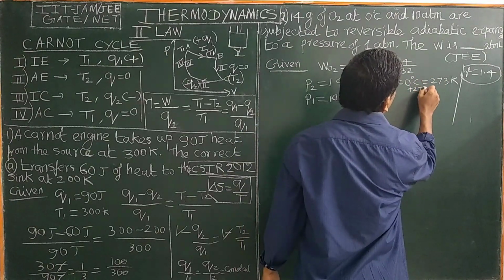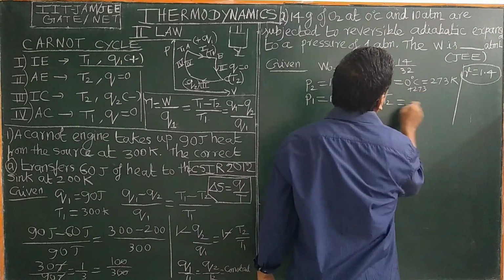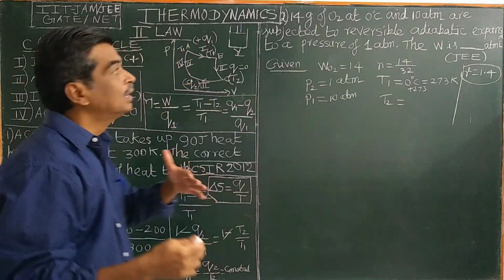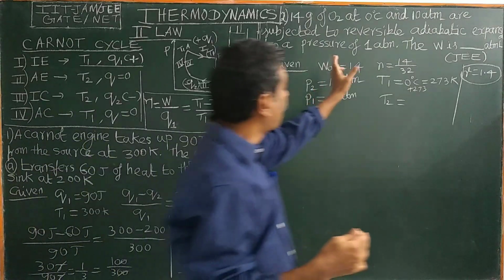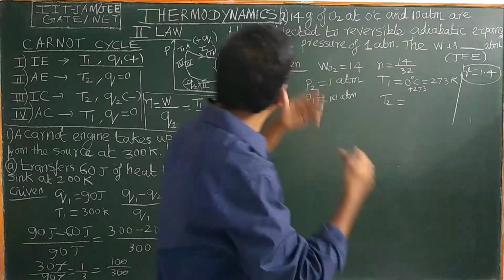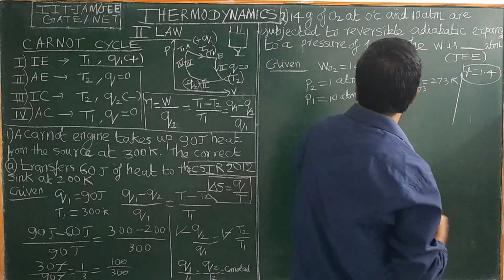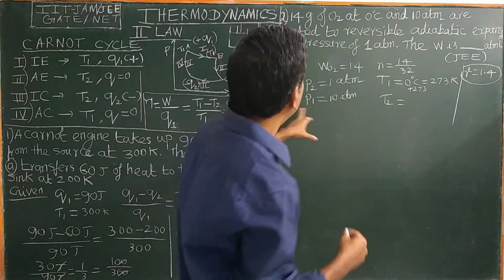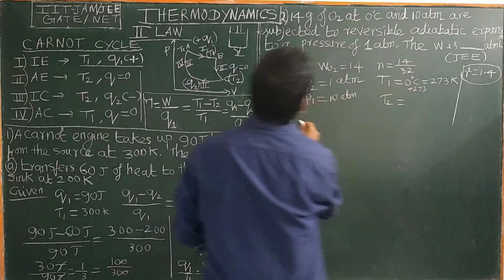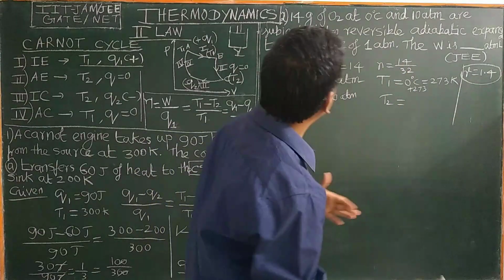Therefore, T2 during expansion, please follow carefully. During adiabatic reversible expansion, there is a fall in temperature, as I said. Therefore, the temperature will be less. Now, how do you find this? Now, what is the work? They have asked the work done during the adiabatic reversible expansion.